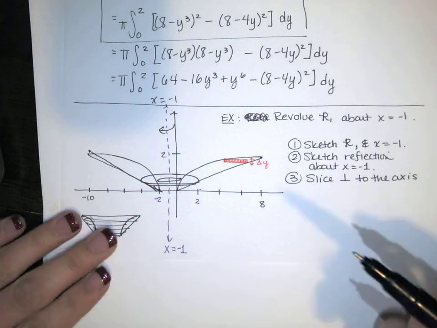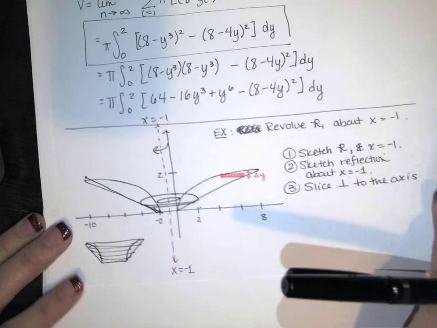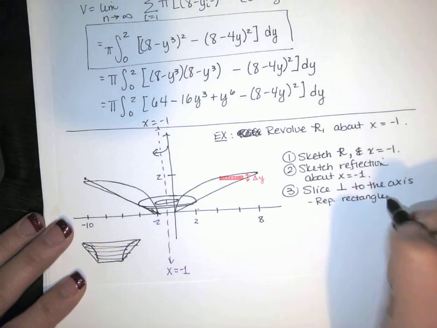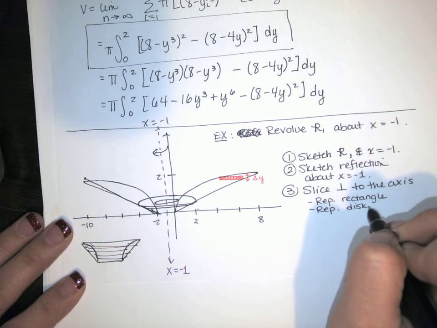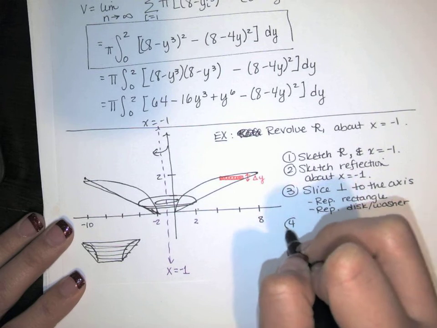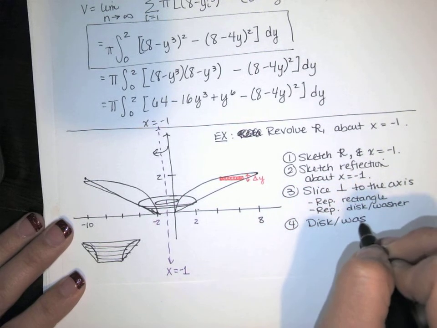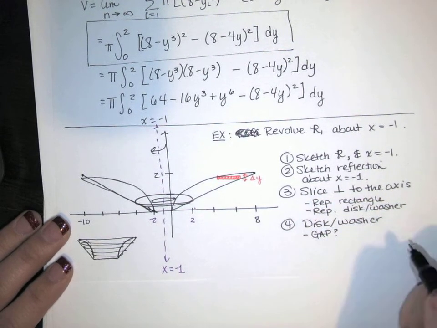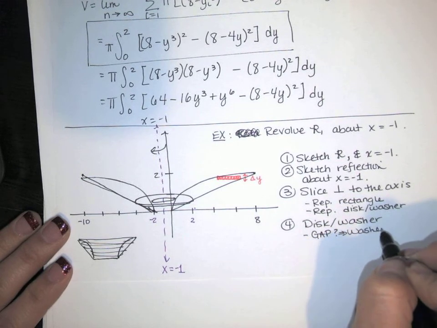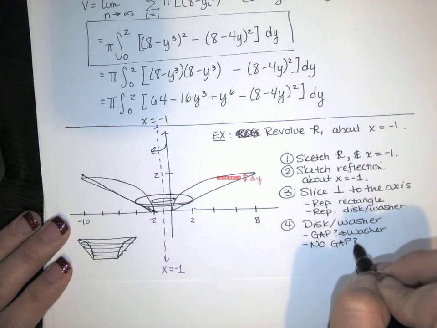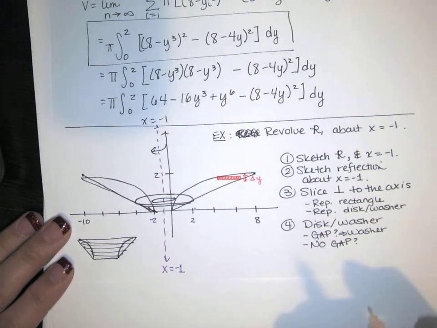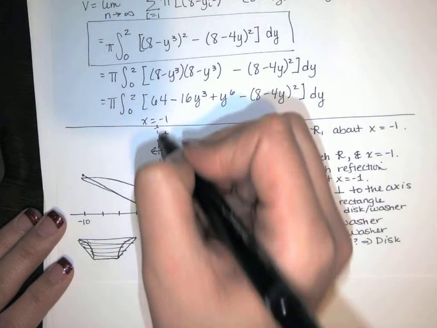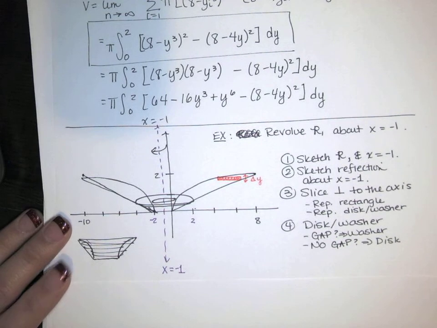We slice perpendicular to the axis, and you can do the representative rectangle thing, like I did here. You can also do the representative disc or washer. And now you have to make some decisions. You're going to decide, is it a disc or a washer? So, gap or no gap? If there's a gap, it's a washer. No gap, and remember that's a gap between the region that you started with and the axis, it's a disc. Here's my region, and there's definitely a gap between that region and x equals -1. So I know I'm dealing with a washer.